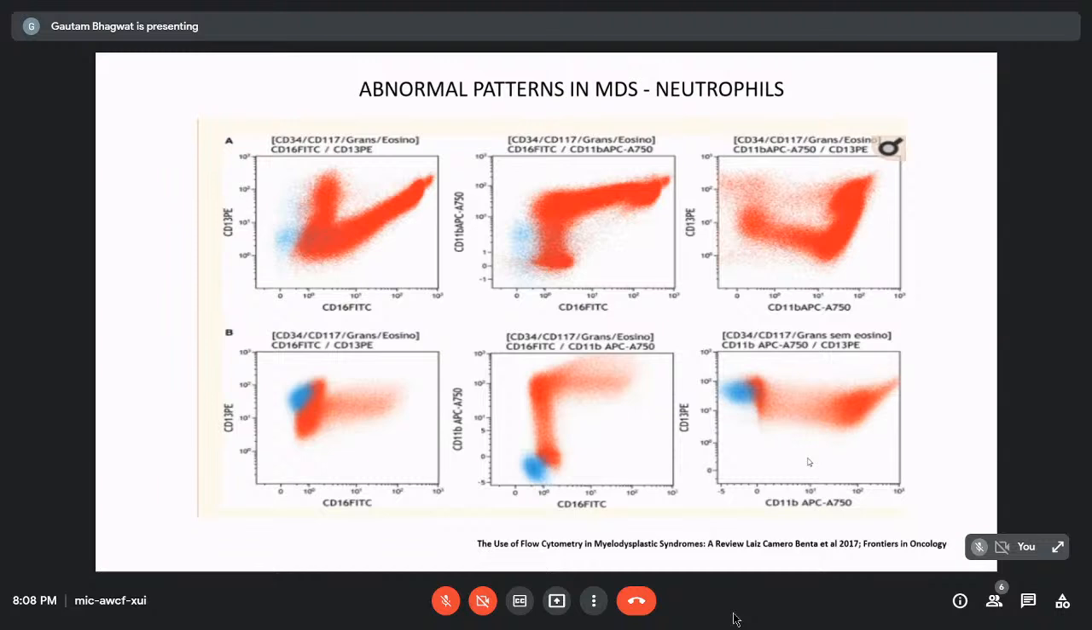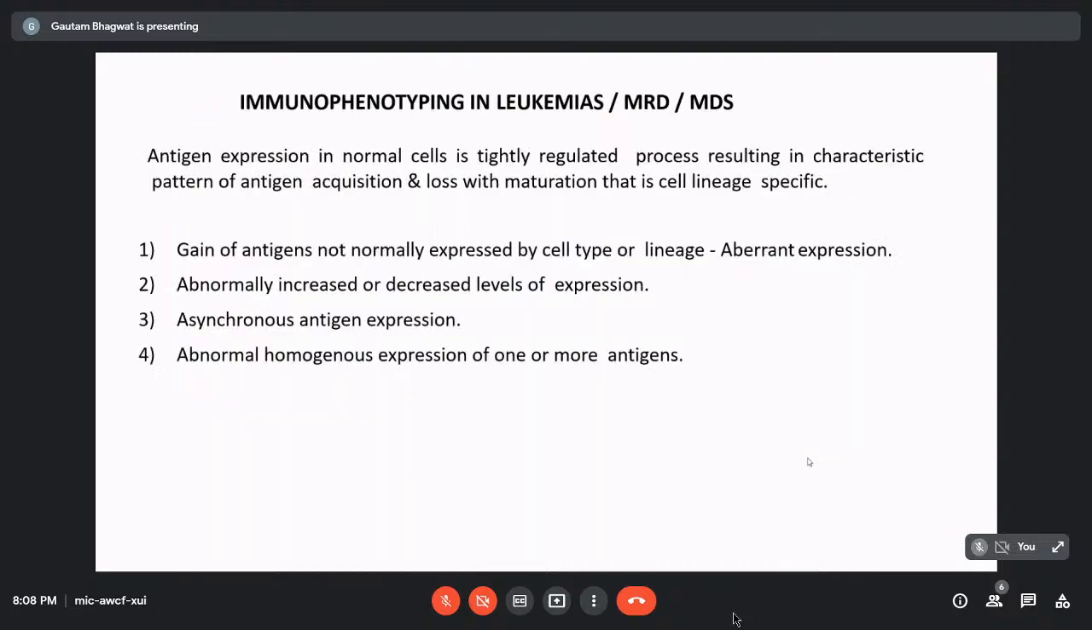There are certain scores, the Ottawa score, which help in the diagnosis of MDS. Again, not going into details because this is not usually used in day-to-day practice.